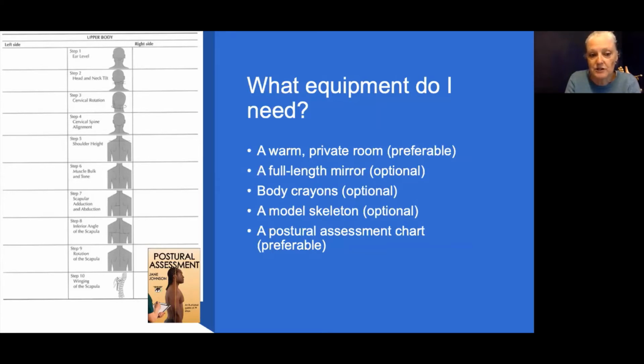I have actually asked my publishers repeatedly, could we publish just the assessment chart? But for obvious reasons, they want people to buy the book, so then you can actually know what to do with that chart. But I have actually asked them quite a few times about that.